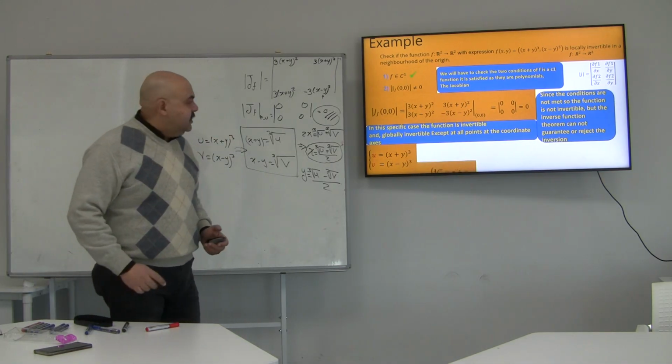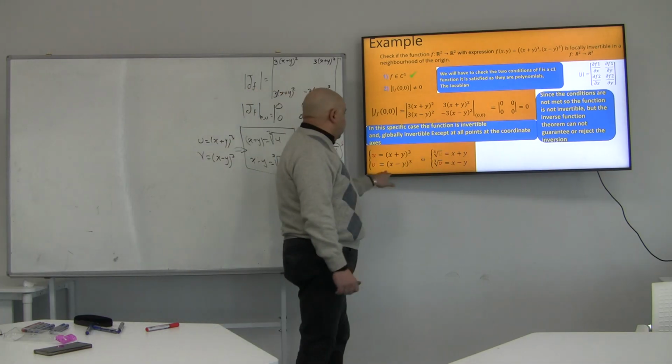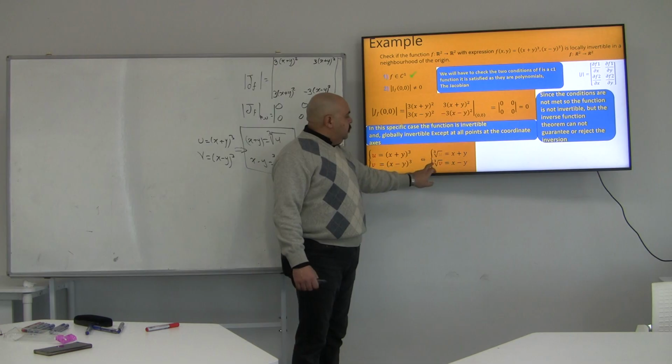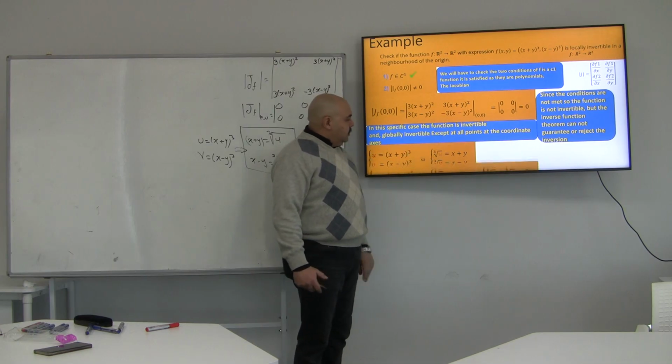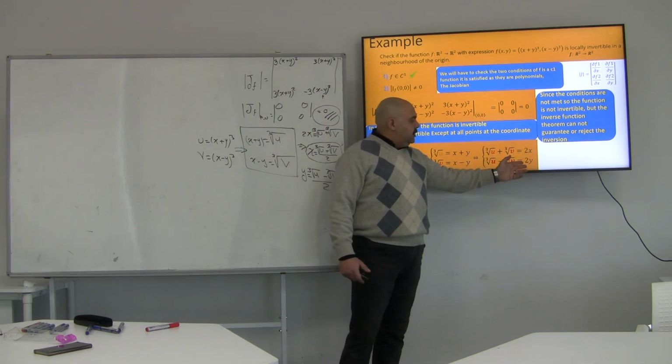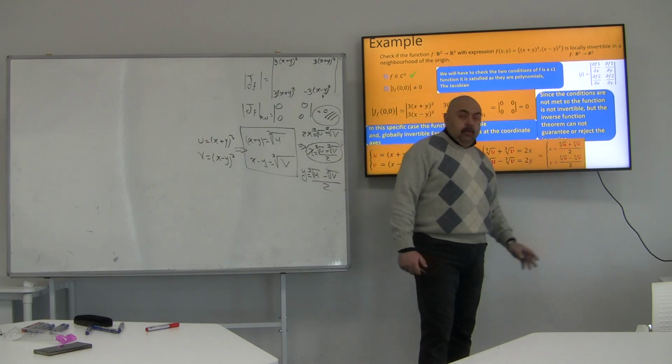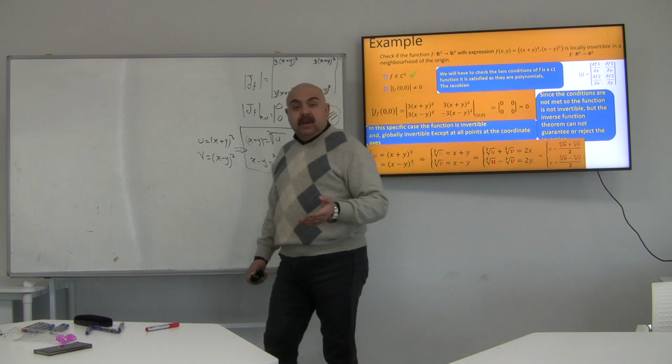Now you have x and y as functions. As you can see, I took the cubic root for both sides, so it's a cubic root for u and a cubic root for v. Now adding and subtracting, I will get 2x and 2y. Now I have x and y as functions in u and v, so I have inverted my transform.